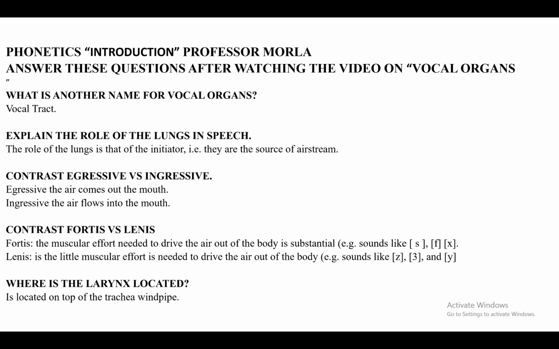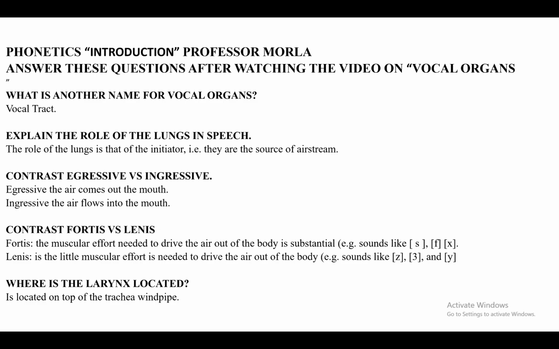Contrast fortis versus lenis. Fortis is the muscular effort needed to drive the air out of the body. It is substantial, for example, sounds like f and s. Lenis is the little muscular effort needed to drive the air out of the body, for example, sounds like z, ʒ, and v.